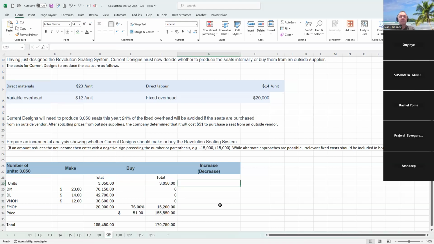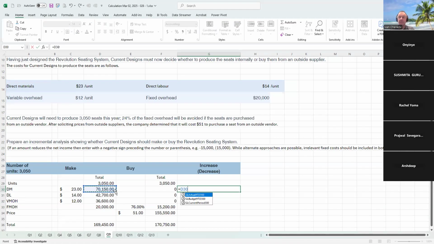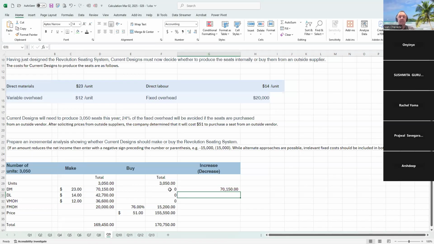So if I decide to buy, what can I save? I can save direct material. Make sense? Yes. I can save direct labor. I can save variable overhead. I can save some of the fixed overhead. How much am I going to save? Exactly 24%. But I have to pay for the new materials.